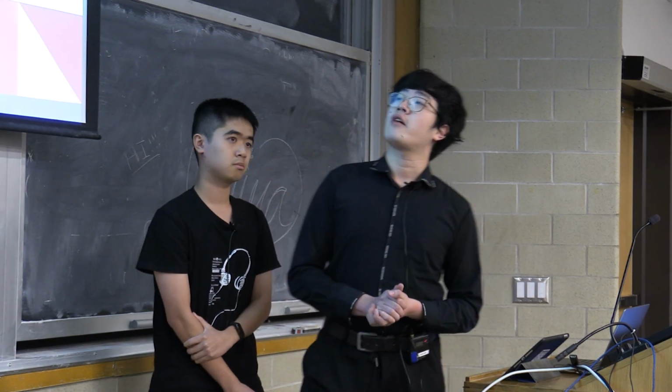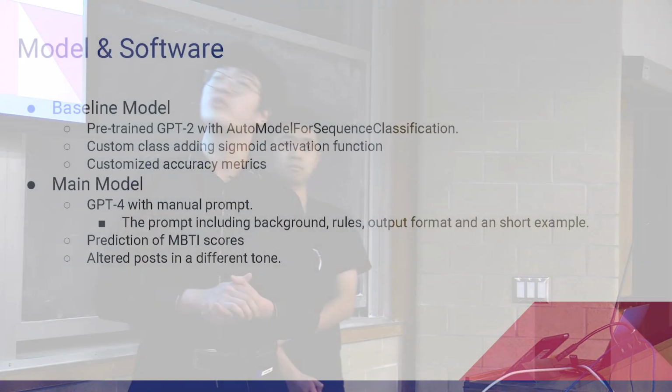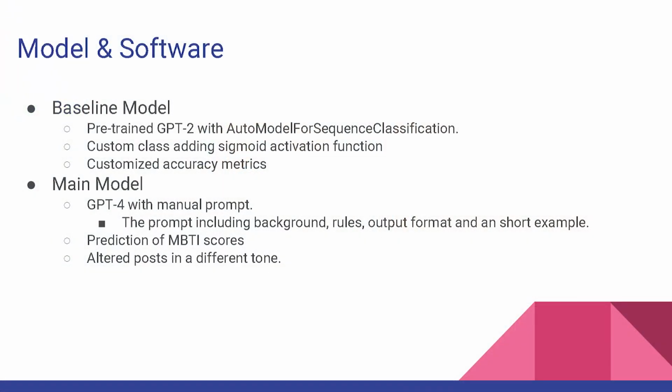After the data is processed, we have 2 main modules. The first one is a baseline module, for which we use the pre-trained GPT-2 embeddings, and we also write a customized class to add the sigmoid activation functions to that. We also have a customized accuracy metric to analyze the results and see how close they are to the MBTI types.